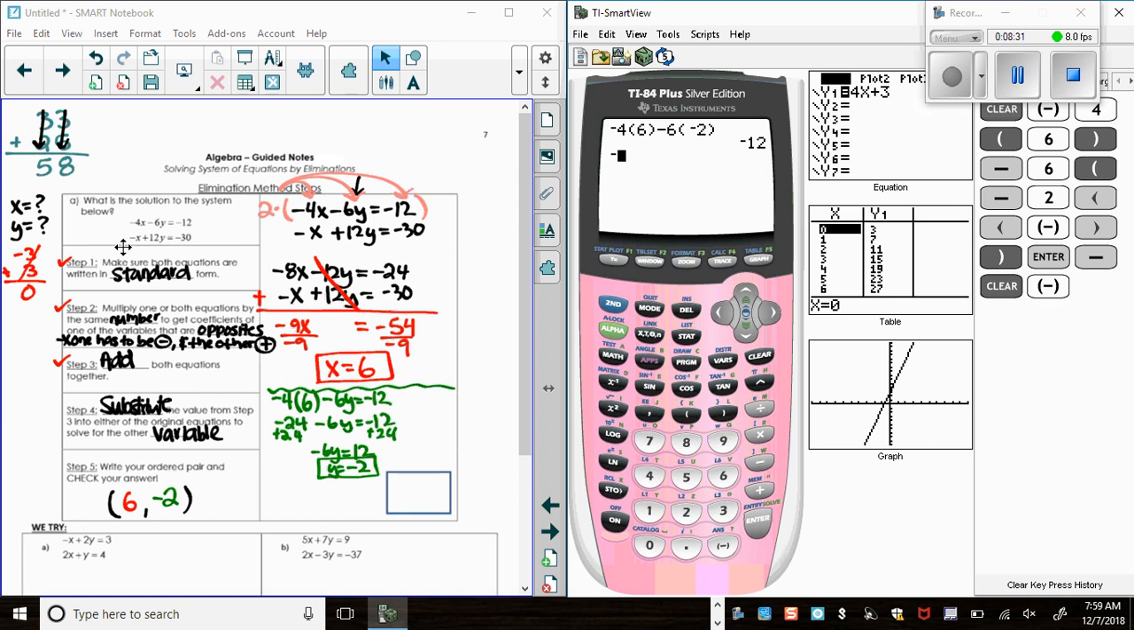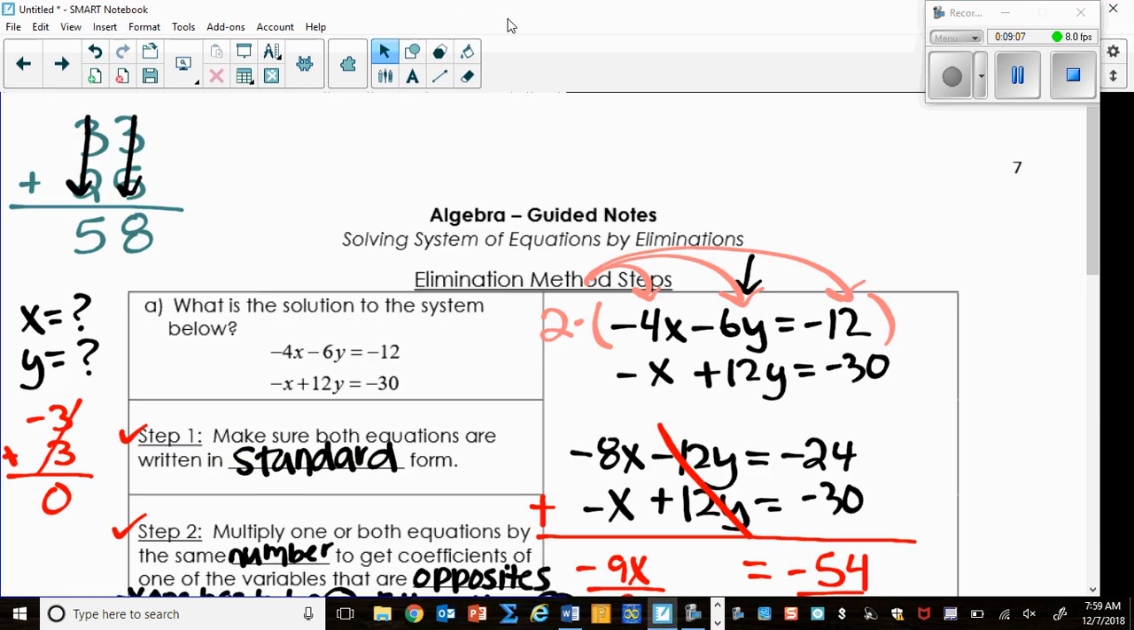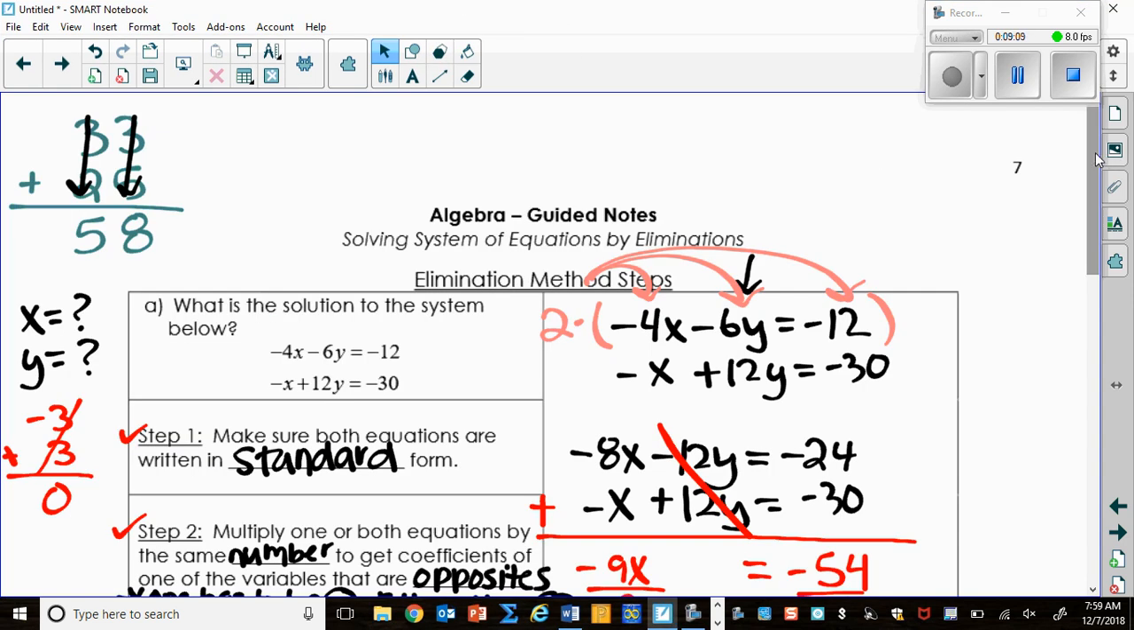Negative parentheses 6 plus 12. Oops. Let me do that again. Sorry, guys. I accidentally clicked enter. Okay, so let me start again. Plus 12 parentheses my y value, which is negative 2. Make sure I use the negative sign. The computer doesn't like that button. And I get negative 30. So I know that I got this question right because my equations are balanced. So that's how you can check your equation when you are solving these at home.